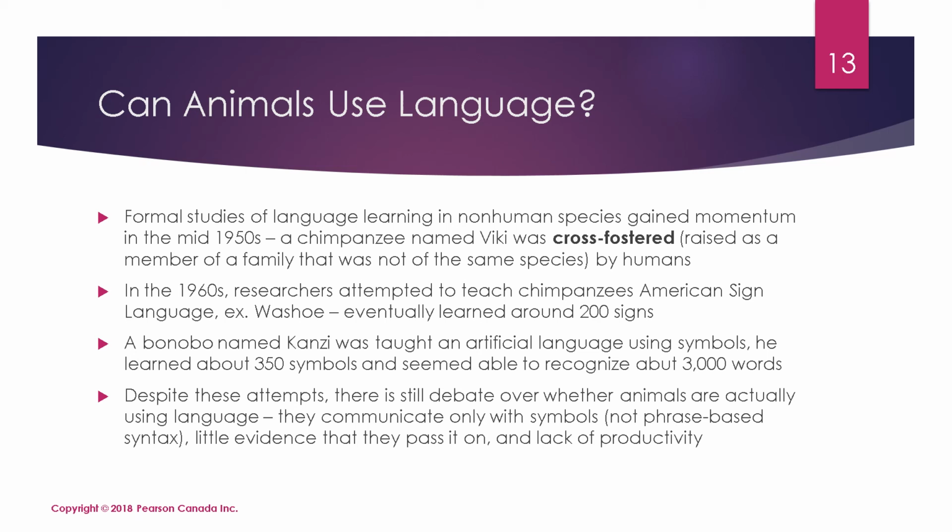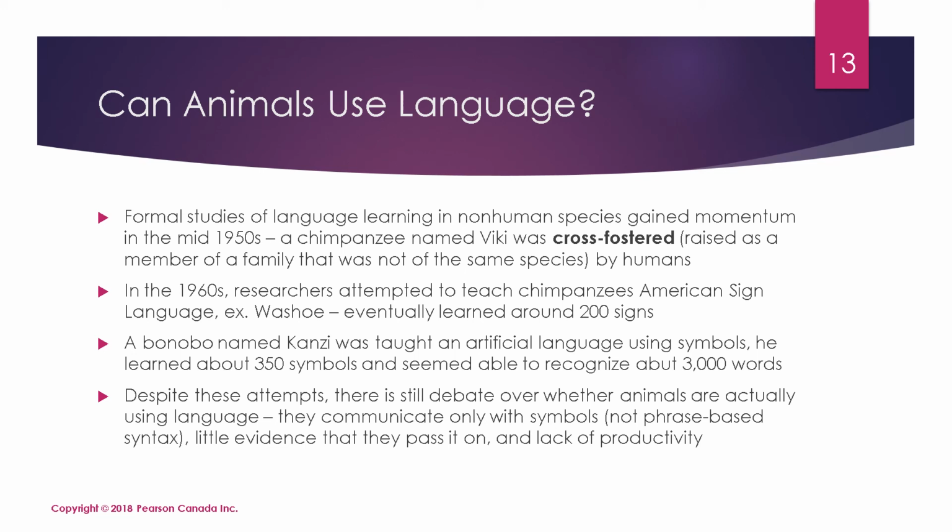However, in the 1960s, researchers started attempting to teach chimpanzees sign language. And there were several chimpanzees and other monkeys who were actually able to learn a lot of sign language. Washoe, for example, was eventually able to learn around 200 signs. You've probably also heard of Koko. There was a bonobo named Kanzi who was taught an artificial language using symbols, and he actually learned about 350 symbols and seemed to be able to recognize about 3,000 words.